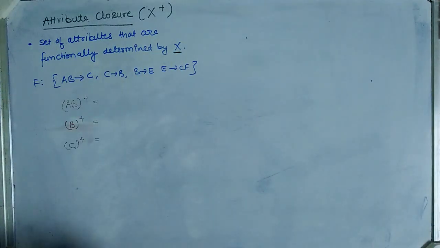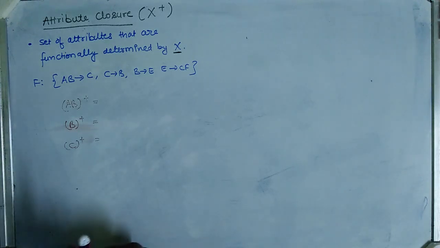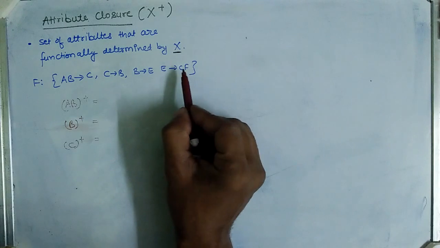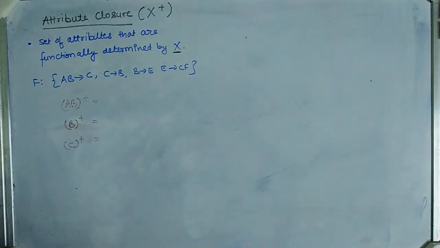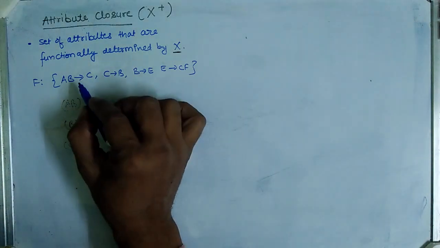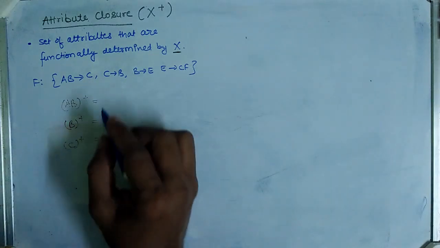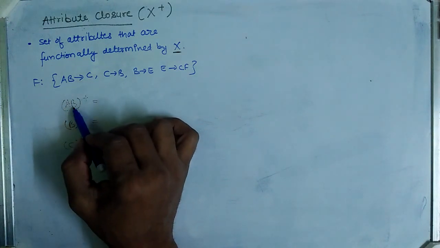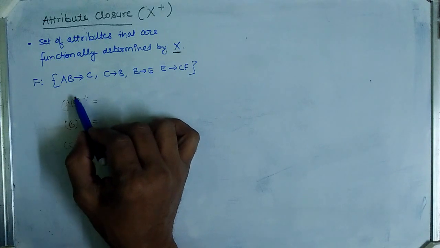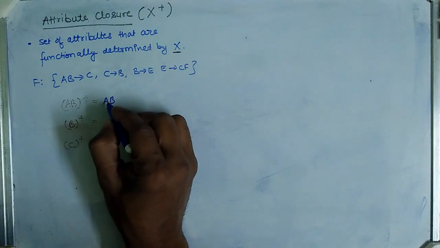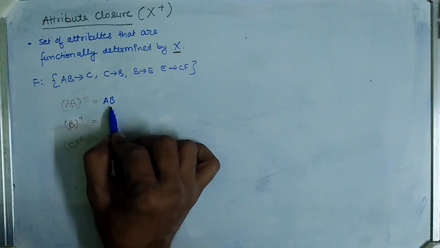For example, take this set of functional dependencies: AB tends to C, C tends to B, B tends to E, and E tends to CF. If you want to determine the attribute closure of AB, you check for the attributes which can be determined by these two attributes A and B. AB closure can always determine itself by the property of functional dependencies.